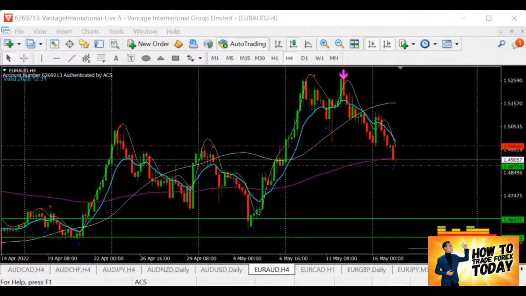So I'm going to put Euro Aussie into my selling list, my watch list. So just pay attention to this. That's Euro Aussie. Okay, so next to go.